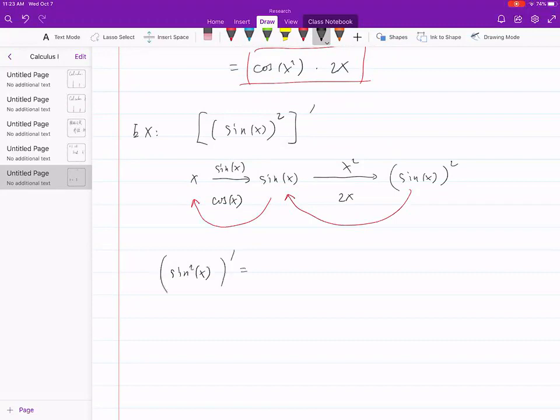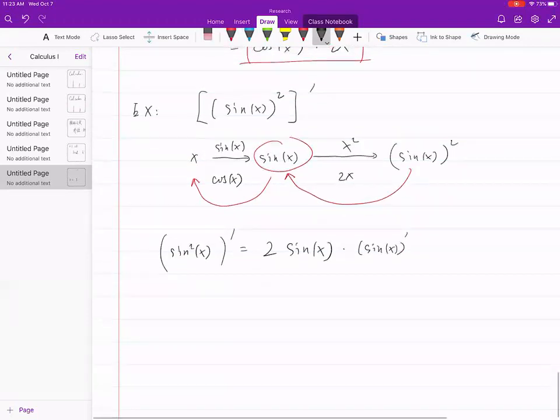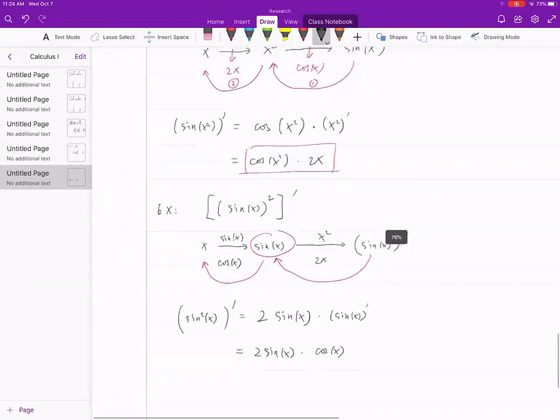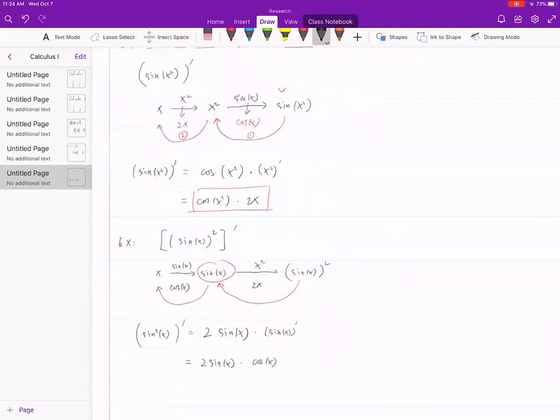Then the first thing I should handle is just this 2x. But wait a second, my x is actually sine x. It's here. Then sine x hasn't been done yet. The second. And from here, you can see switching the order gives you totally different answers. Take a quick look. Try to see the difference.